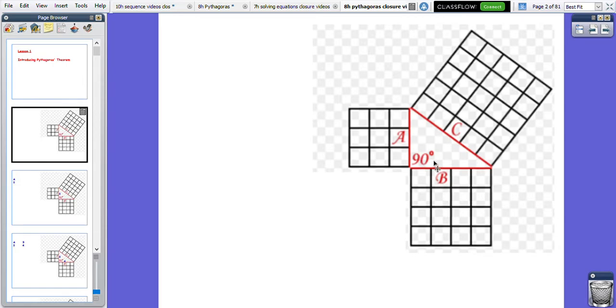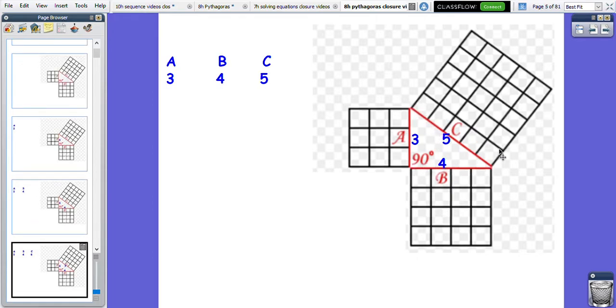So first of all, we have an image in front of us. It's a right angle triangle with three large squares sticking out from the sides. Let's say that this side A has a length of 3 units. This side B has a length of 4 units, and this length that we're calling C has a length of 5 units. Now let's consider these larger squares. This large square is made up of 9 smaller squares. So I can say that length A squared, so 3 squared, makes 9.